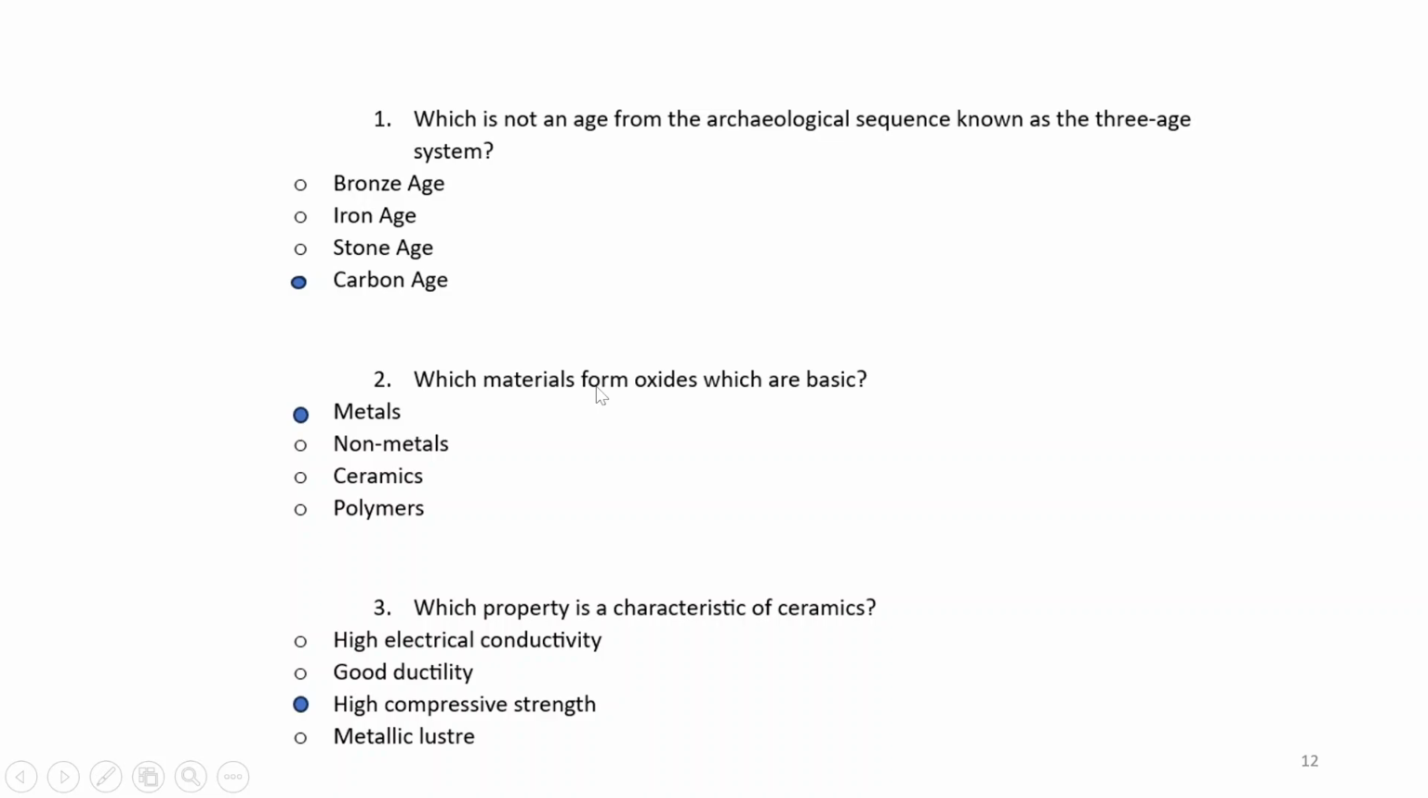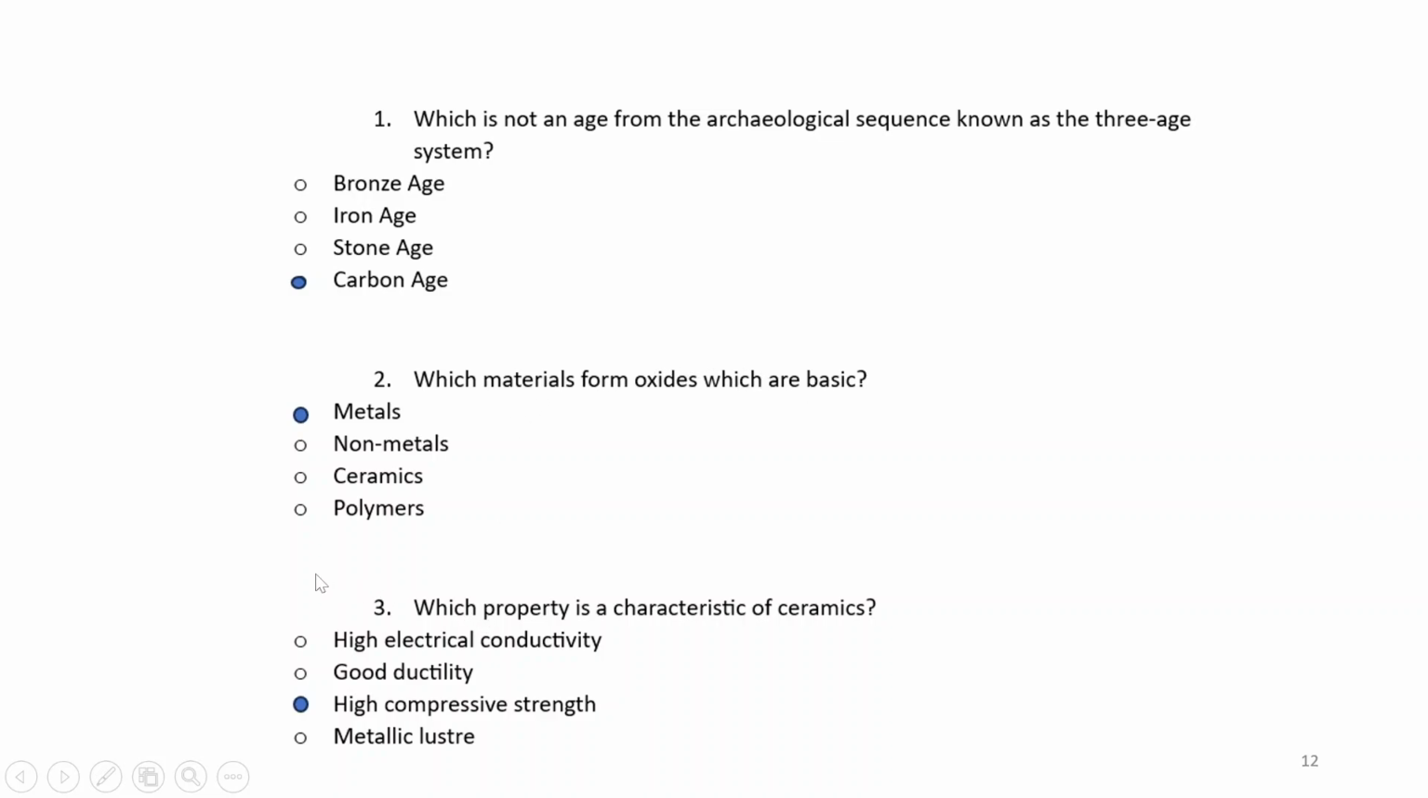Next is which material forms oxides which are basic? So your options are metals, non-metals, ceramics and polymers. So iron, copper, the oxides related to these, also zinc oxide, all these oxides act as basic. So as you will be adding them into water, they will be forming bases. For example NaOH, so if you add your sodium oxide in water, it will be forming base. So these will be acting as basic oxides.